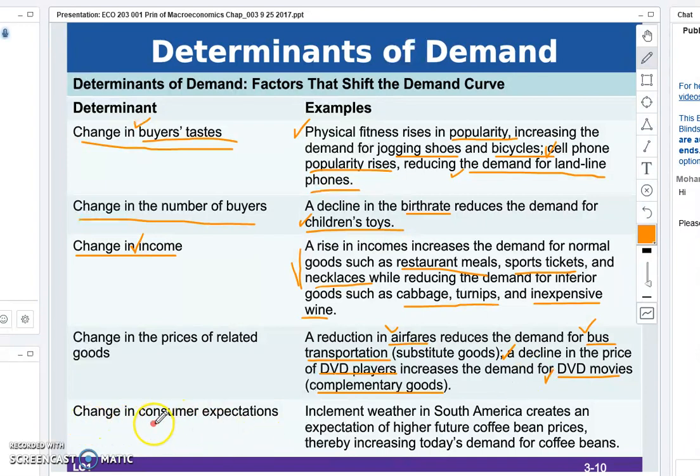Now the next thing is consumer expectations. See, inclement weather in South America creates an expectation of higher future coffee bean prices. This is about expectations. If consumers find out that in the future price will increase, they will buy more today. On the other hand, if consumers find out that in the future price will decrease, then they will buy less today. They will wait until the future comes, price drops, then they will buy more again, right?